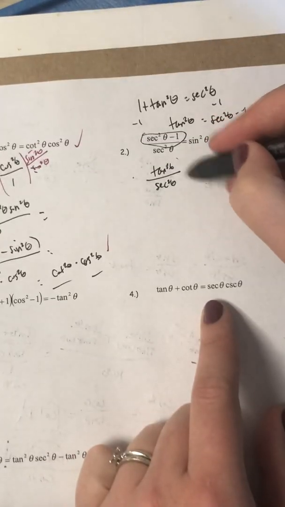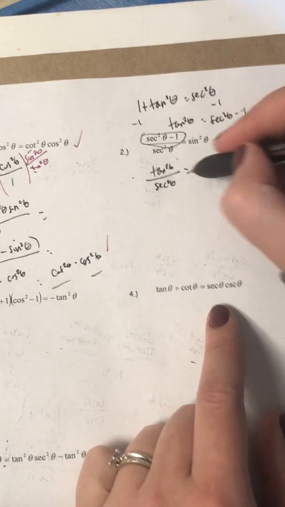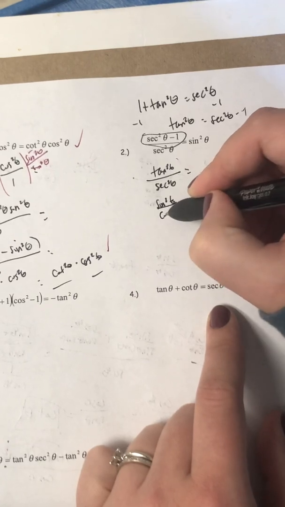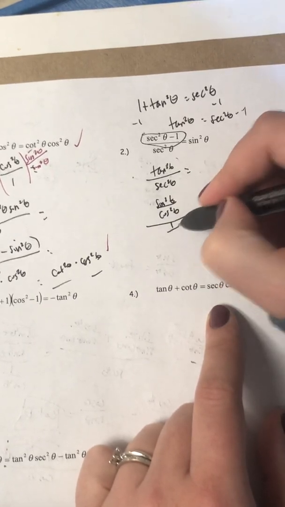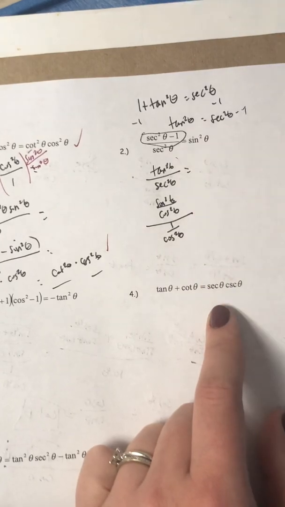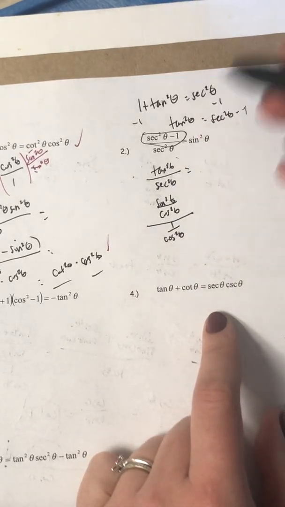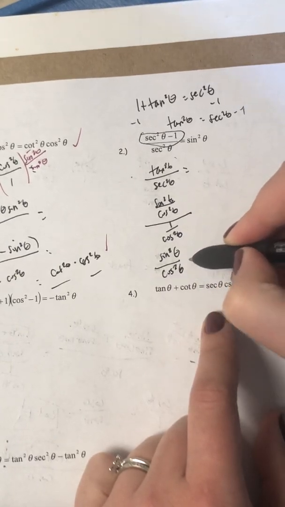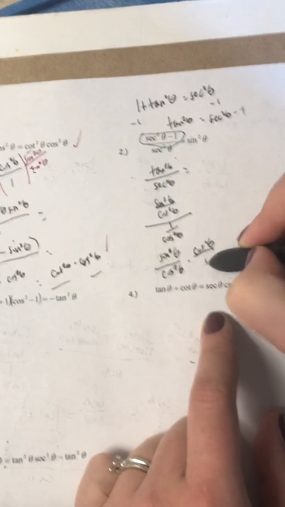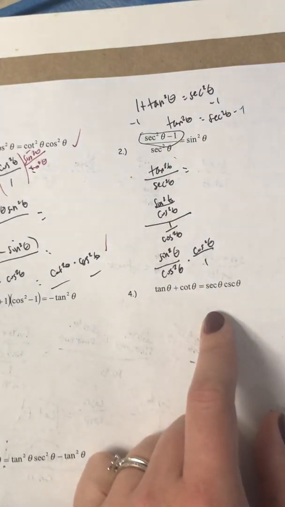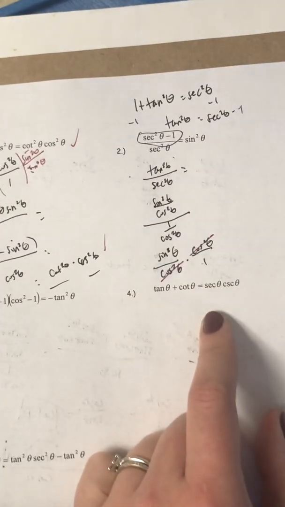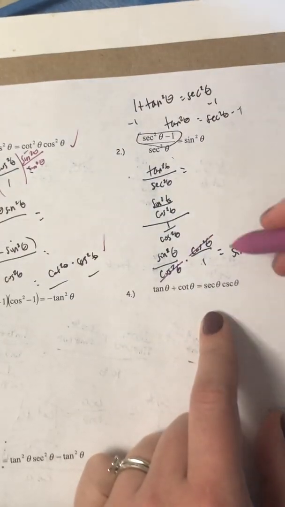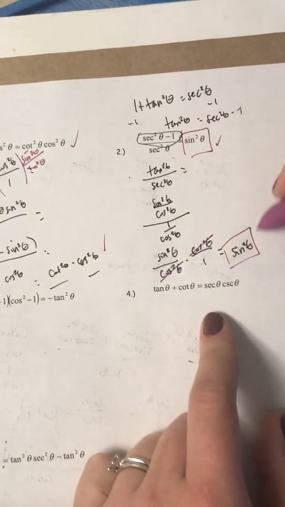Okay, so now if I separate these into just sine and cosine, I will have something that hopefully will reduce to this. So I end up with sine squared theta over cosine squared theta divided by 1 over cosine squared theta. Remember, we have these two fractions. We can go ahead and multiply by the reciprocal, cosine squared over 1, and looky there. Those cancel out. And we are left with sine squared theta, which is what we wanted all the way from the beginning.